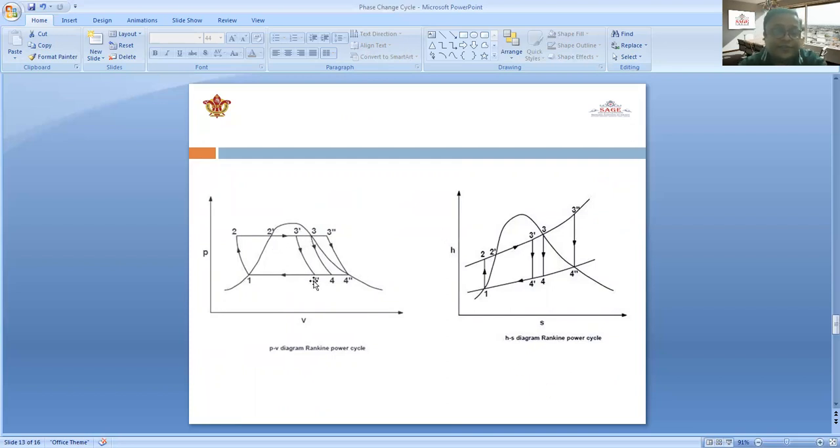3 dash to 4 dash is the expansion in the turbine when the steam has wetness. 3 to 4 is when the steam condition is dry saturated. 3 double dash to 4 double dash is when the steam is in the superheated condition. These are the PV diagrams described here. Constant pressure heat addition is done here, and constant pressure heat rejection is done in the condenser section. Similarly, the HS diagram is represented here.